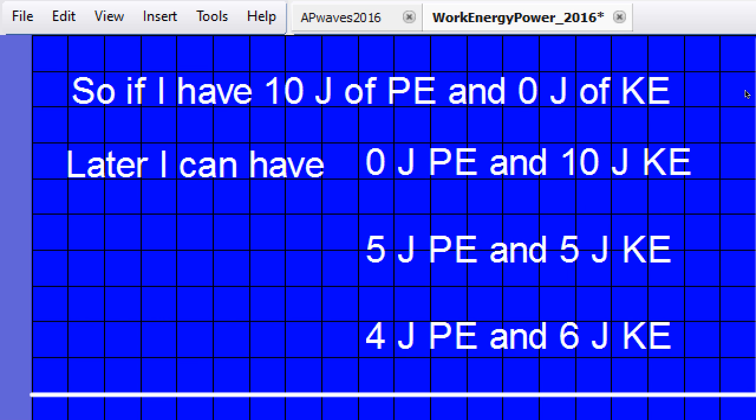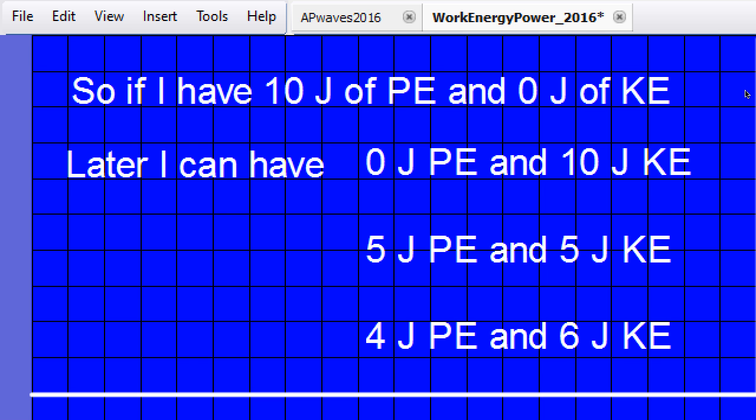So if I have 10 joules of potential energy and 0 joules of kinetic energy at the top of the hill on my bike, at the bottom of the hill, I'll have 0 joules of potential energy. So I'll have 10 of kinetic. But in the middle, I'll have 5 and 5. And then a little below that, I'll have 4 and 6. And then 3 and 7. And so on. No matter what happens, potential energy plus kinetic energy will equal 10. Or whatever it is for that problem.